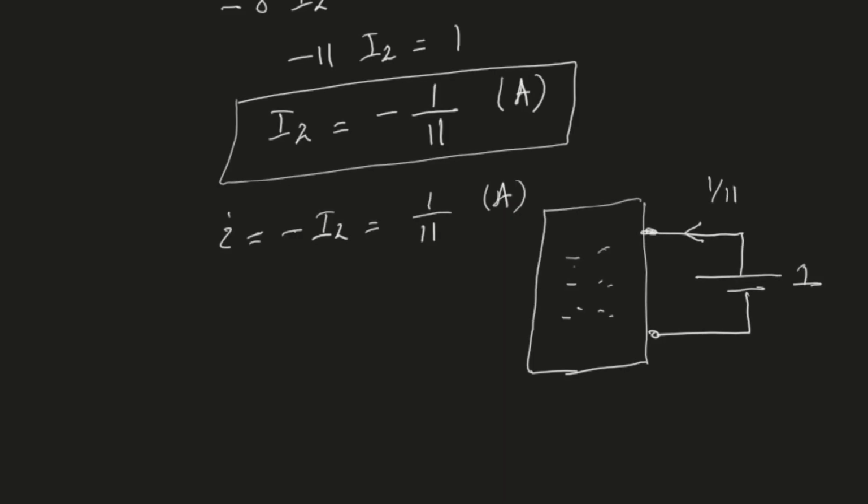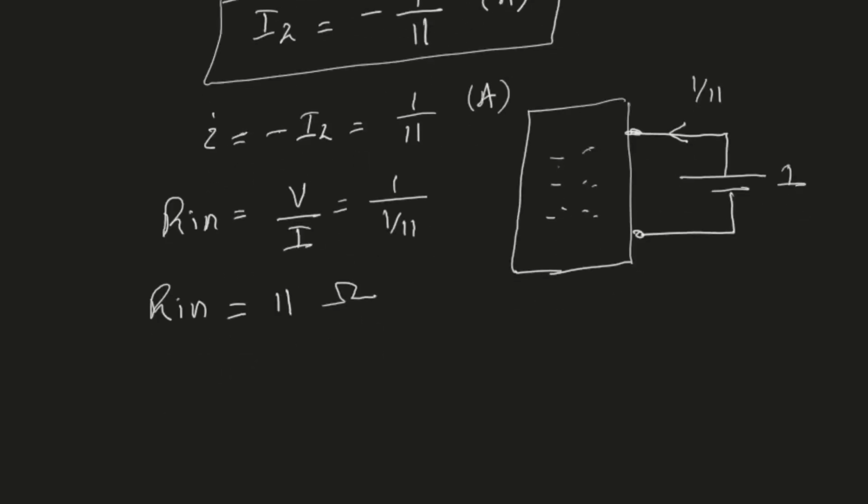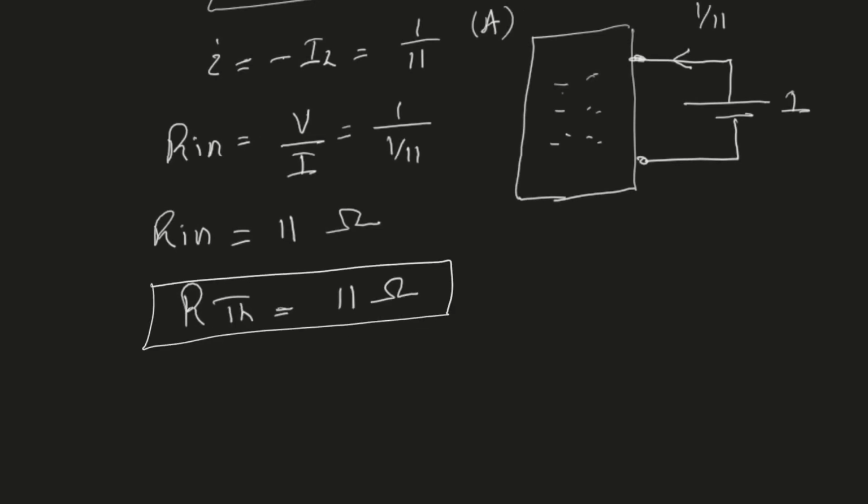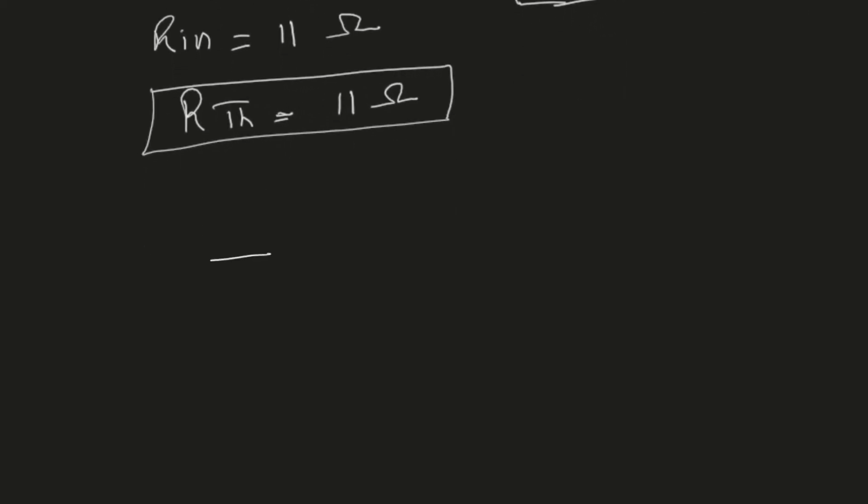Therefore, the input resistance of this circuit is V divided by I, which is 1 divided by 1 over 11, which is 11 ohms. So Rin is 11 ohms, and Rin is the Thevenin resistance. So the Thevenin resistance is also 11 ohms. So we have calculated the Thevenin voltage and the Thevenin resistance for a circuit that had a dependent source. Now our Thevenin equivalent circuit would look something like this.